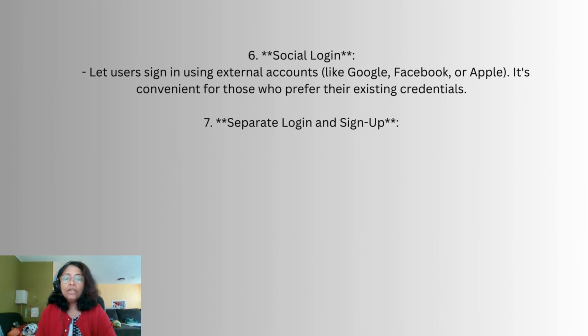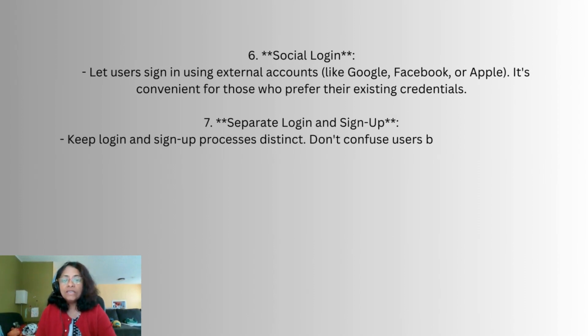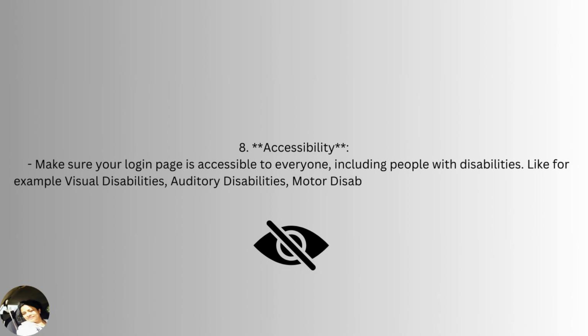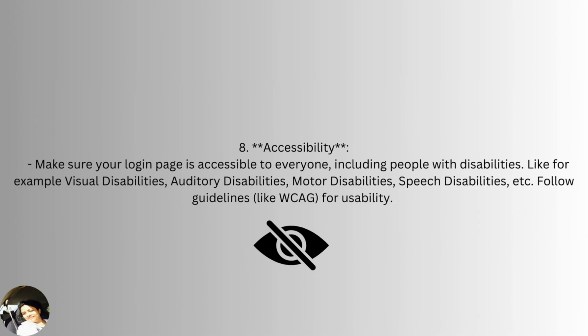Seventh, separate login and sign up. Keep the login and sign up process distinct. Don't confuse users by mixing them on the same screen. Eighth, accessibility. Make sure your login page is accessible to everyone, including people with disabilities, for example, visual disabilities, auditory disabilities, motor disabilities, speech disabilities, etc. Follow guidelines like WCAG for usability.